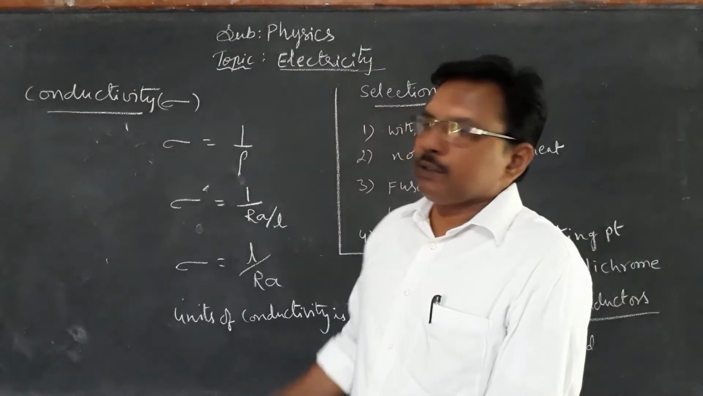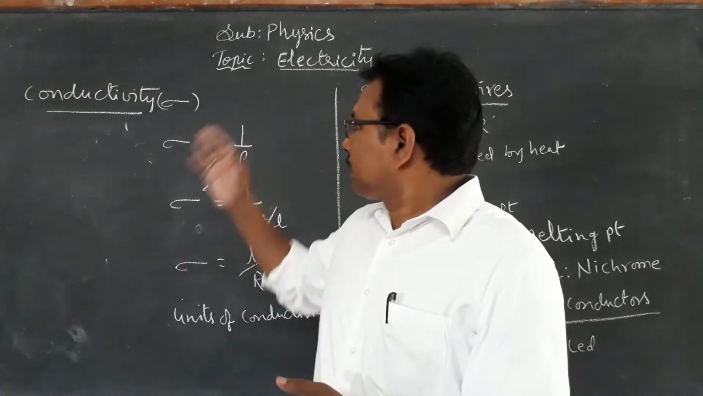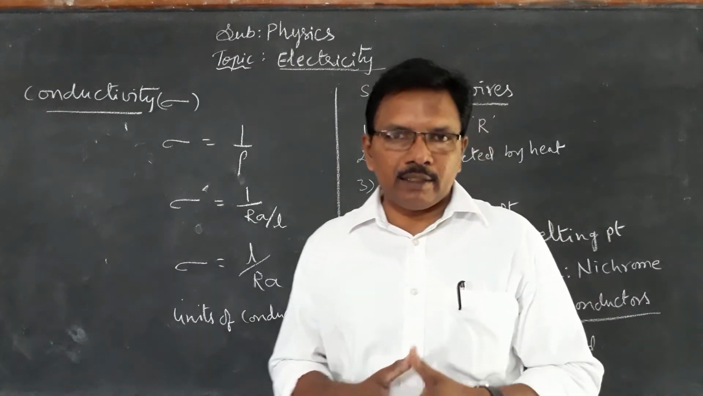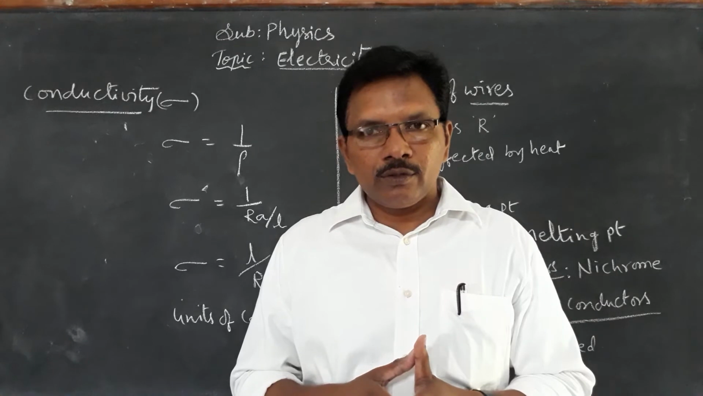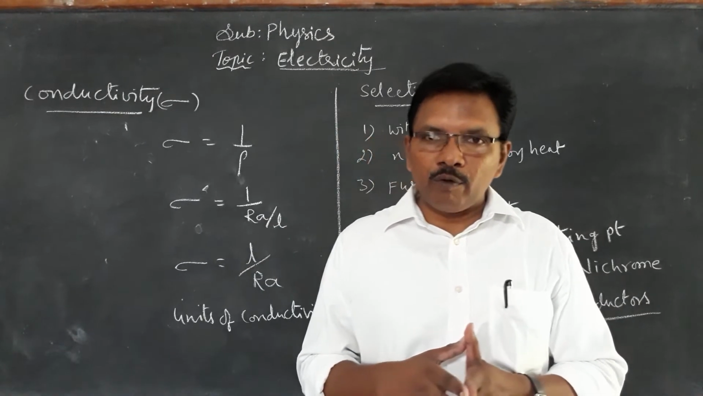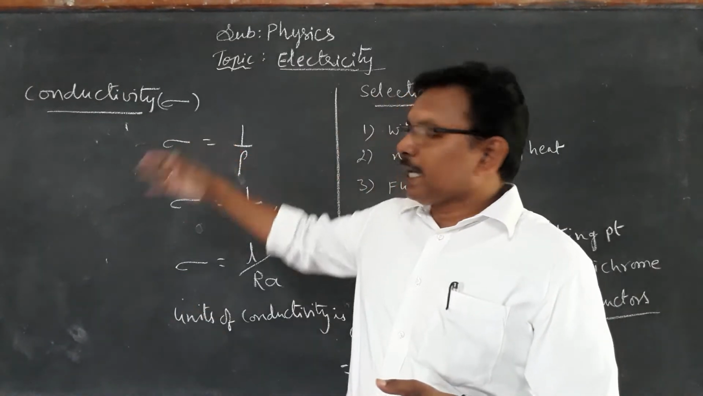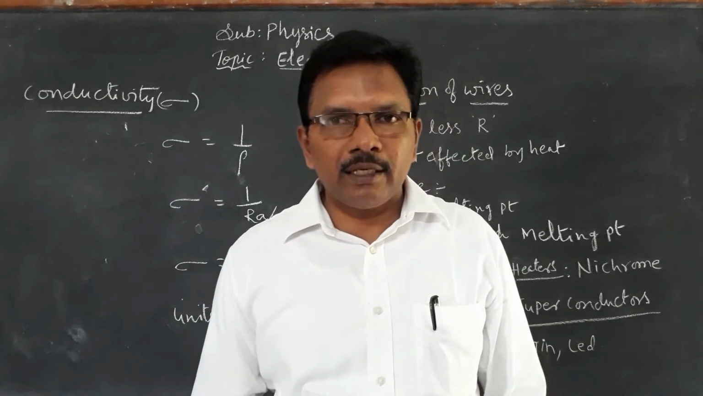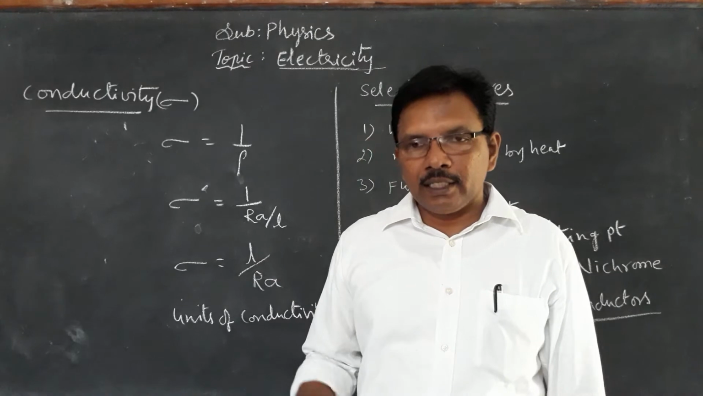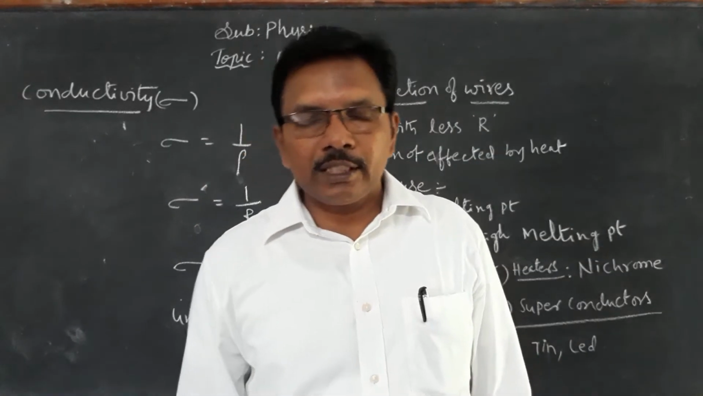In this class I am going to continue the topic electricity, the subtopic about conductivity. What is conductivity? Objects which allow current to flow through them are called conductors. Now, conductivity, that is a nature of the conductor, is opposite to the resistivity. In the previous class we discussed resistivity.